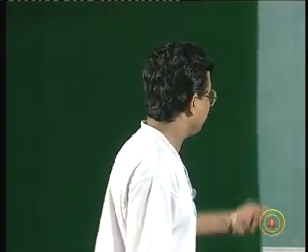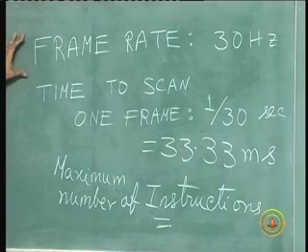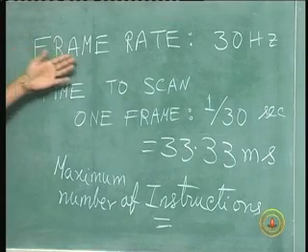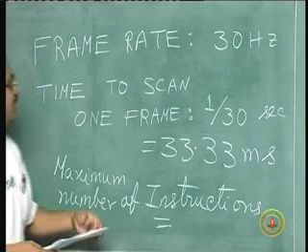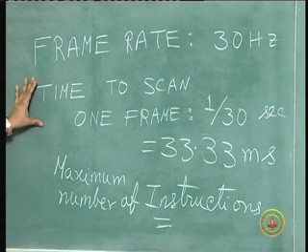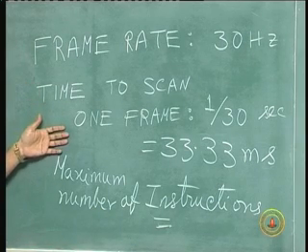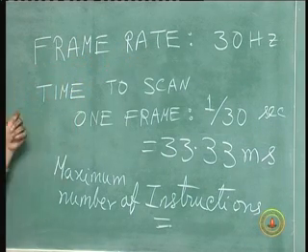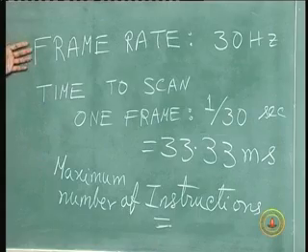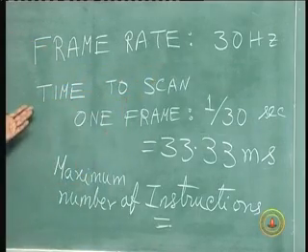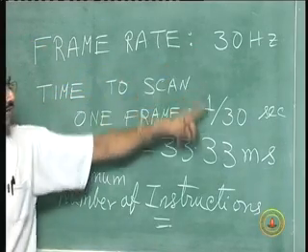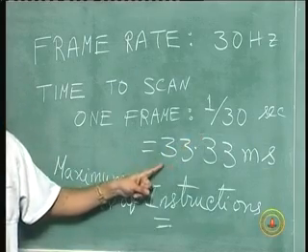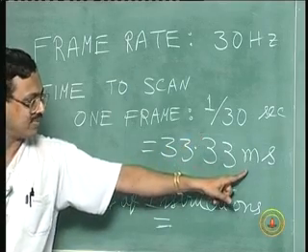So, to solve the problem, let us come here. The problem says that we have a frame rate of about 30 hertz, and from that we can easily obtain the time to scan one frame. The time to scan one frame multiplied by the frame rate, that is the number of frames per second, FPS or hertz, gives 1 second. So, time to scan is 1 by 30 seconds, or 33.3 milliseconds.